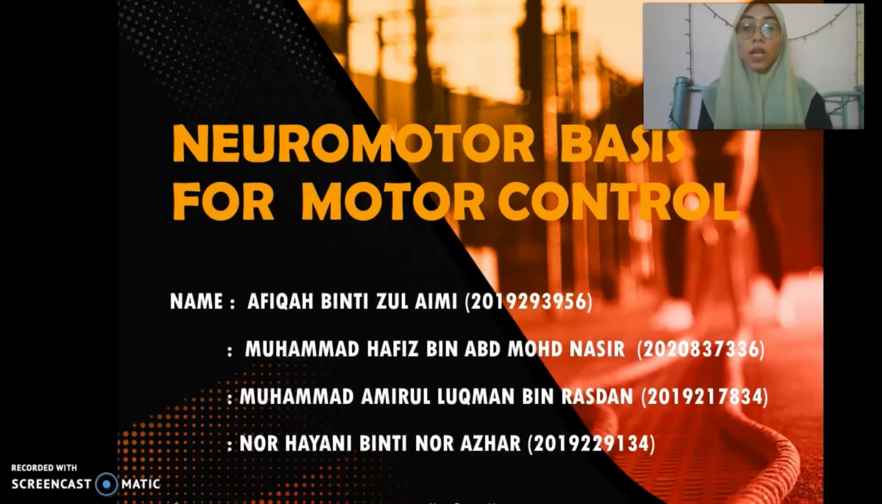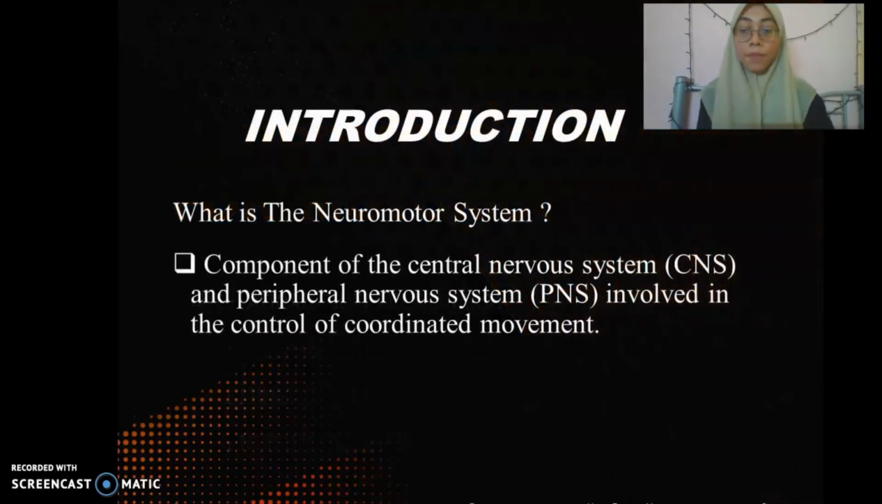So today we would like to present our topic, which is topic 4: the neuromotor basis for motor control. Okay, for the introduction, what is the neuromotor system? The neuromotor system is the component of the central nervous system, CNS, and the peripheral nervous system, PNS, that is involved in the control of coordinated movement.